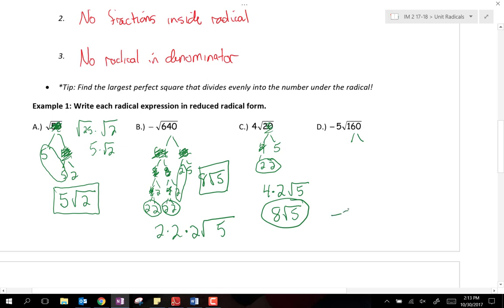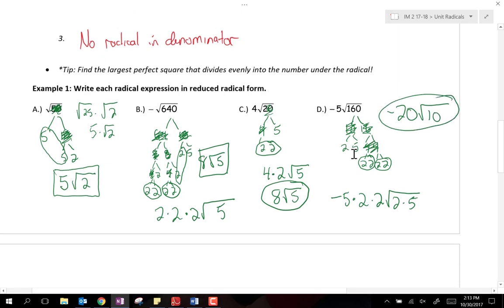160. So we already have a negative 5. Break this into 10 and 16. 2 and 5. 4 and 4. 2 and 2. So I have one pair of 2s. Another pair of 2s. But I still have a 2 and a 5 left over. So those stay inside. Multiply everything outside together and everything inside together. So negative 5 times 2 times 2, negative 20. 2 times 5 on the inside is 10. Negative 20 root 10.